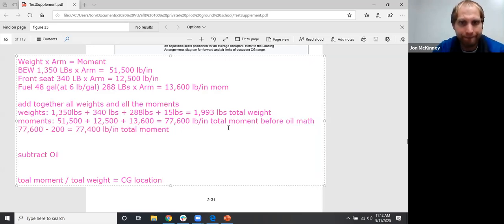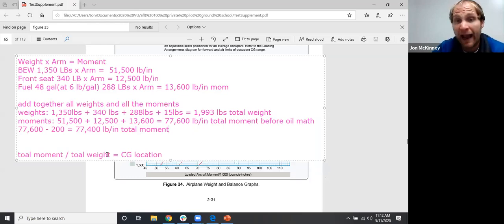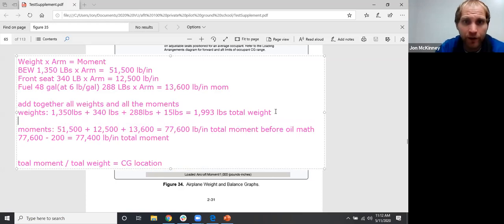Okay, cool. So now we've accounted for this. So what's really left to do? If I was doing a table method and I was doing math, I would take this moment, divide by this weight. So let me separate those so they're more simple for you. I would take this total moment, 77,400, and I would divide by weight. And then it would give me the CG location. That's what you would typically do if you wanted to know the CG location.